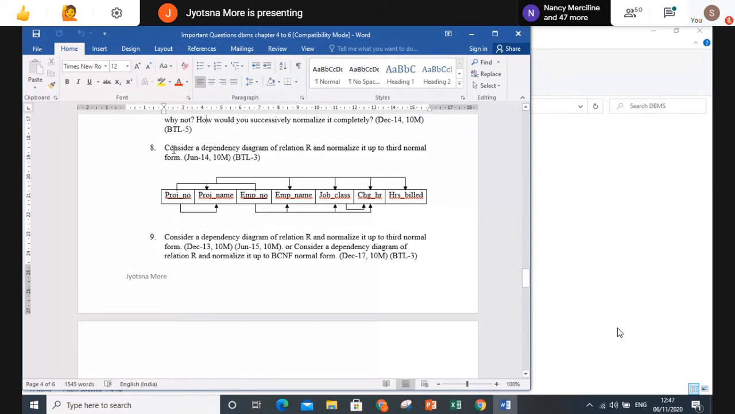Consider, write down the question properly. Consider a dependency diagram of relation R and normalize it up to third normal form. Or you don't write up to third normal form, you write normalize it. Okay, keep it up to third normal form, or we will go for BCNF with another example. Write the same question. Copy down this question.